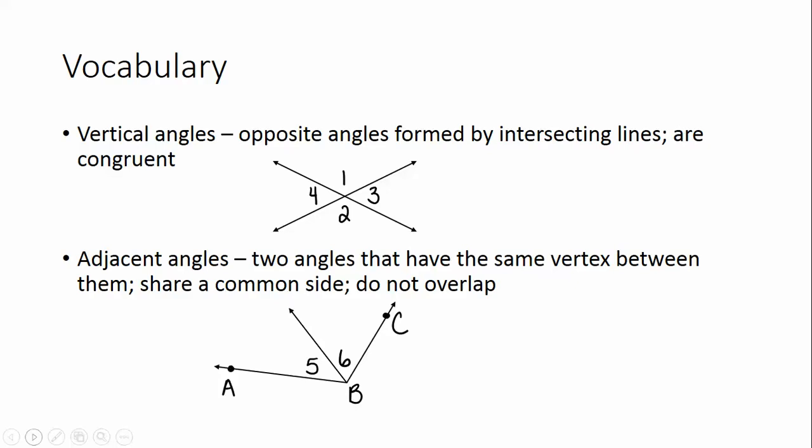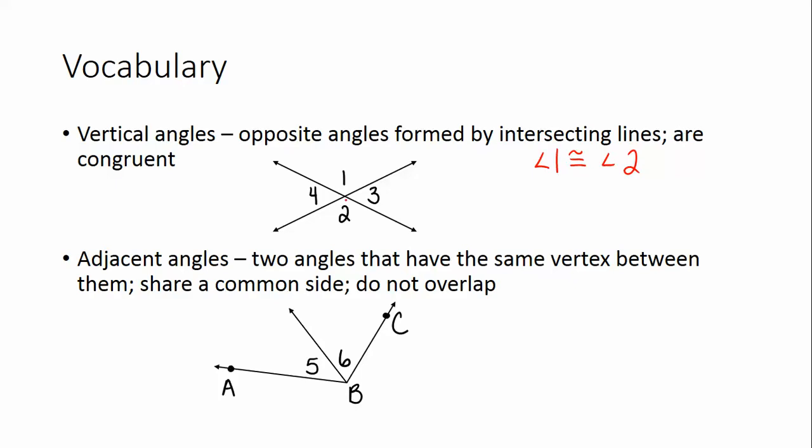So the first definition is vertical angles. Vertical angles are opposite angles that are formed by intersecting lines. Vertical angles are congruent. In this picture you can see two lines that intersect one another, and the vertical angles are the angles that are opposite one another. So angle 1, and we write angles using this little angle mark, almost like a less than symbol, would be congruent, that's the symbol for congruent, to angle 2. It means they have the same measure.